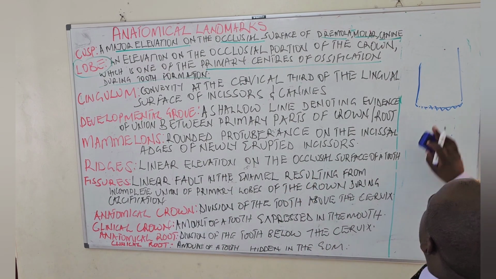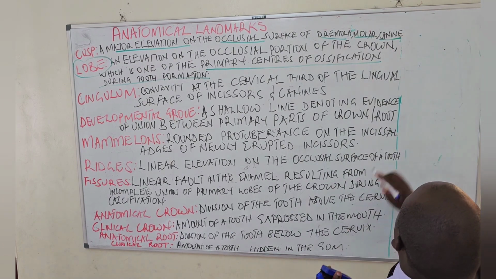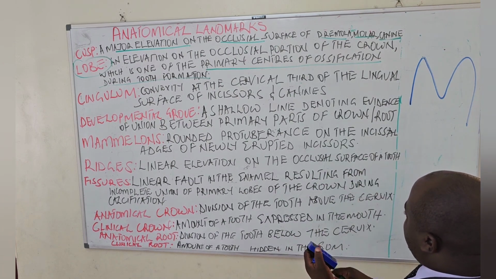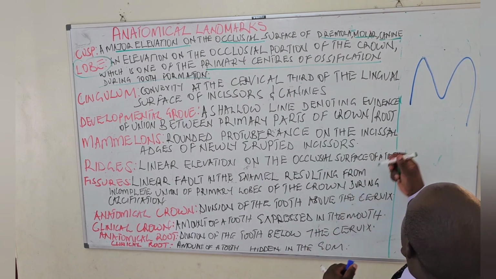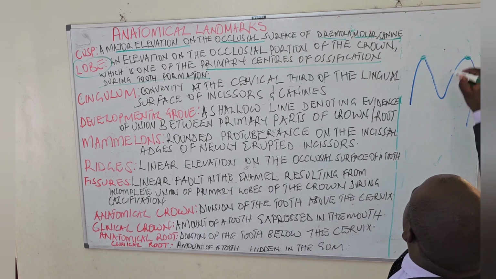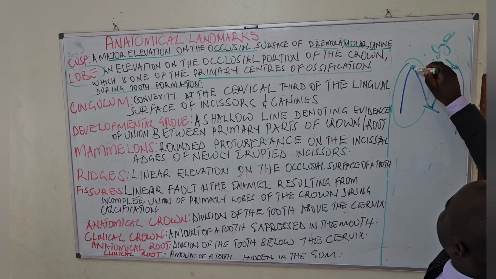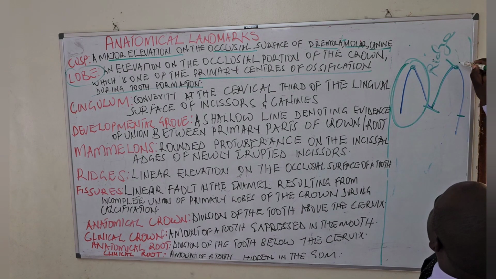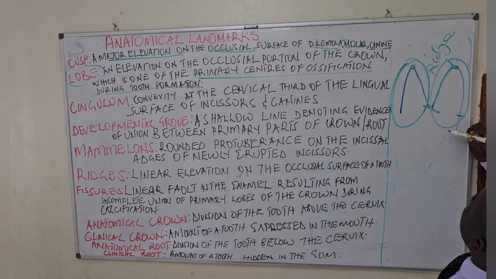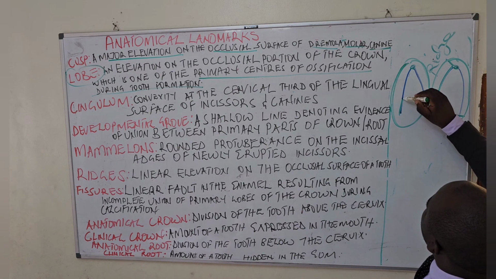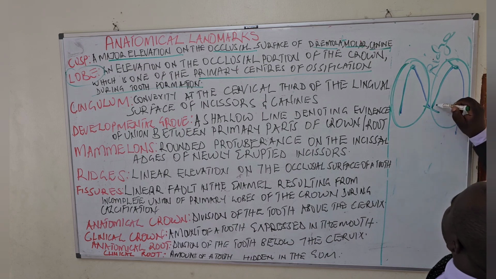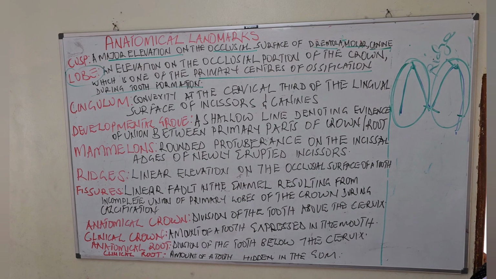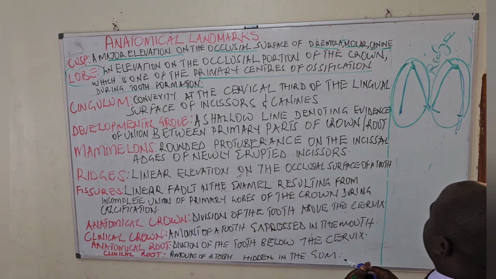Then we have what we call a ridge. We talked about a cusp, which we say is a major elevation on the occlusal surface. This one and this are cusps. We said the whole of this is a lobe and the whole of this is a lobe. But a ridge is this linear elevation. This is a ridge, this is a ridge, this is a ridge, and this is what? A ridge.